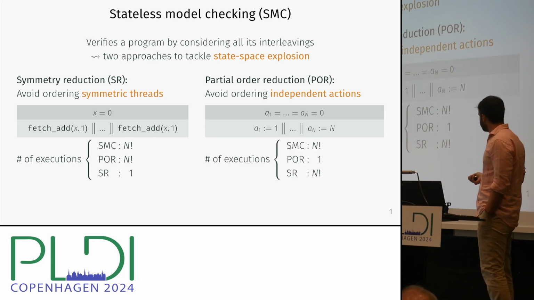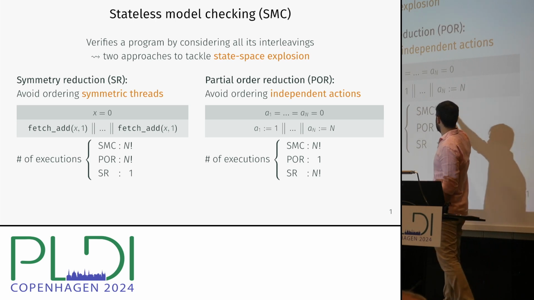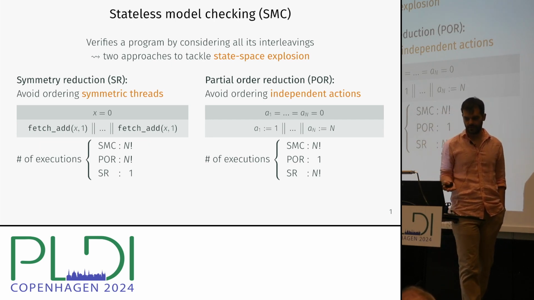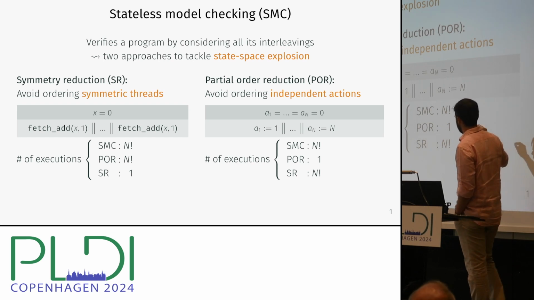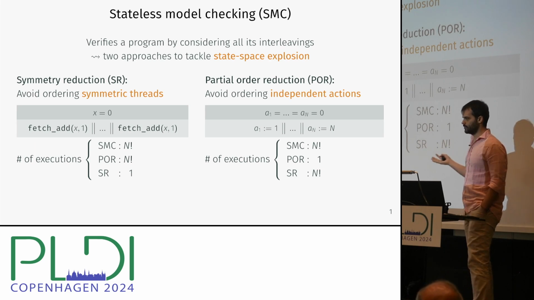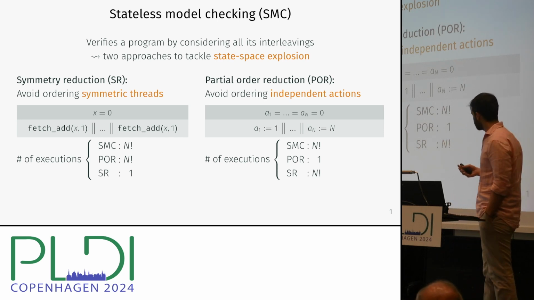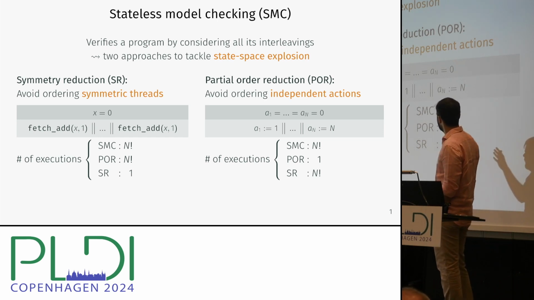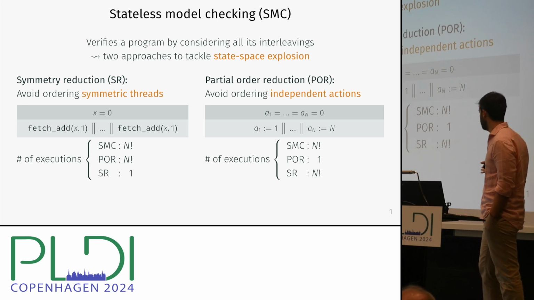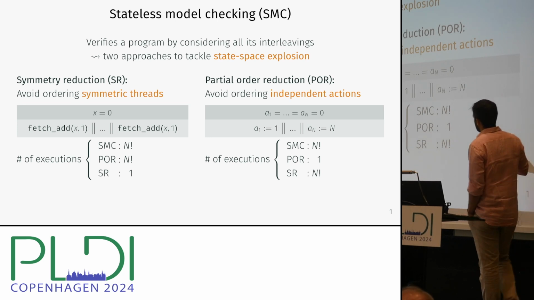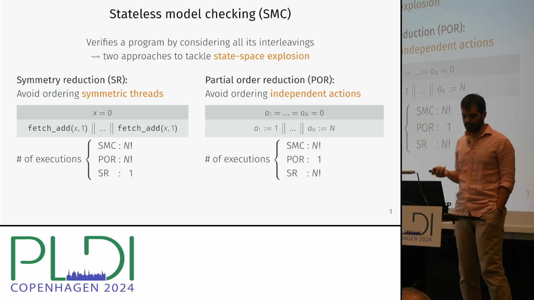In this example, we have n different variables, initially 0, and each thread is writing a different variable. Again, stateless model checking gives n factorial. In this case, though, partial order reduction can verify this program by exploring a single execution. The idea is that each thread writes a different variable, right? So no matter which interleaving I pick among these n factorial, the end result is going to be the same. Each of these variables has the same value. And for symmetry reduction, here we get no reduction because these threads are not symmetric.